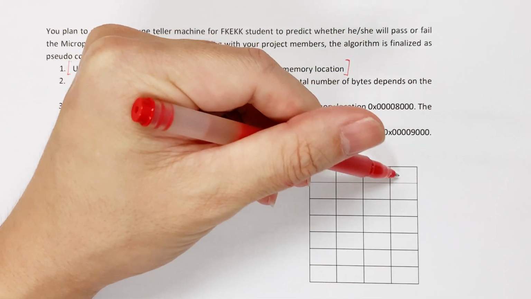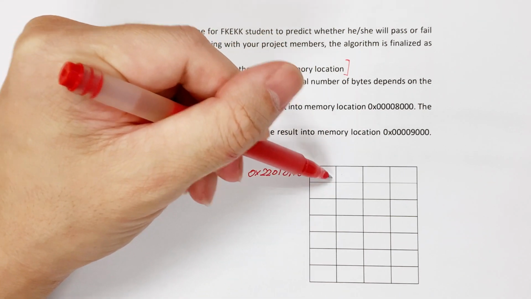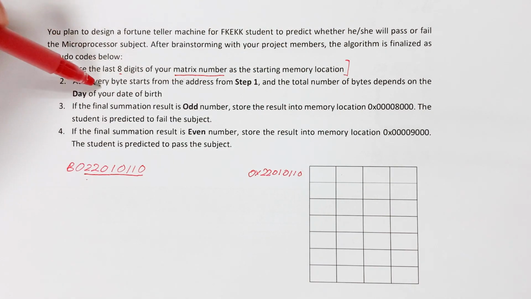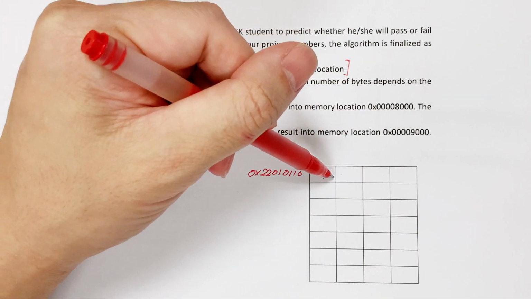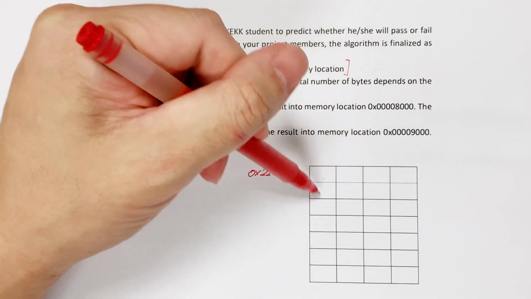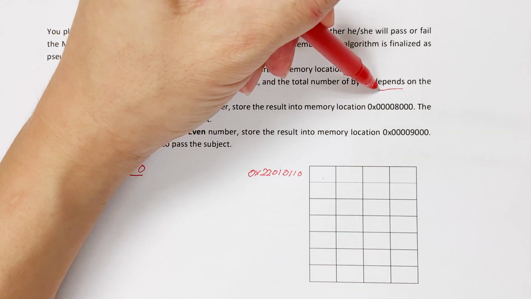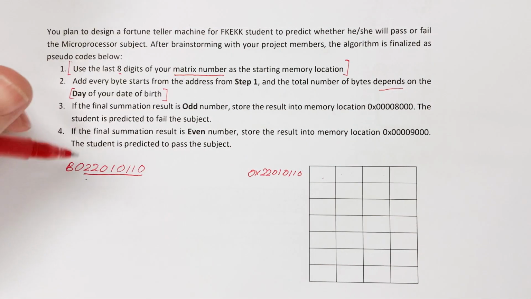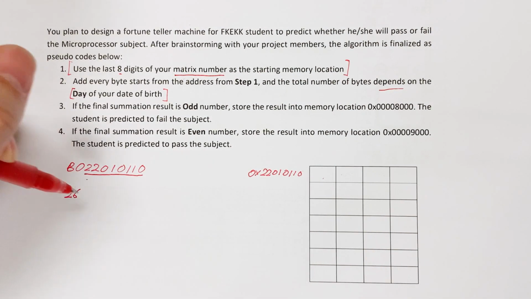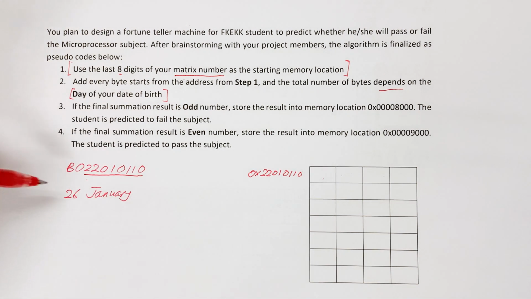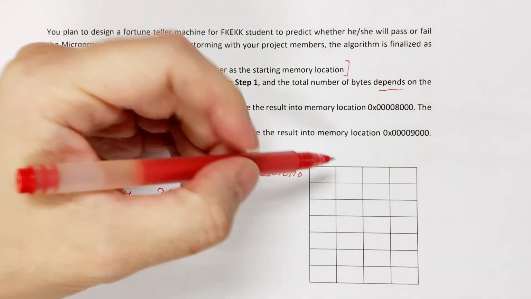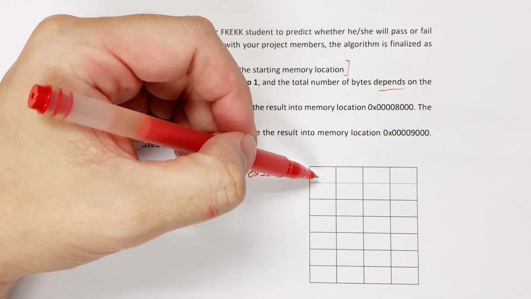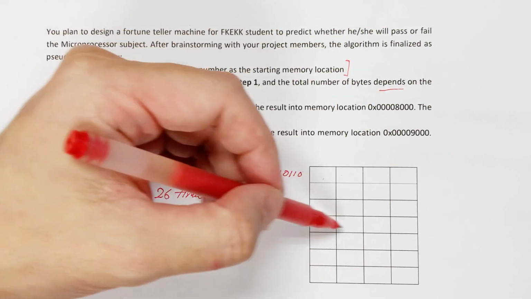Every single location in the memory is a byte value where you need to do a summation for every single byte starting from here, and the total number of bytes that you need to do depends on the day of your birth. Let's say my birthday is the 26th of January, so the day of birth is 26. So I need to fetch 26 bytes from the memory and do a summation for all the values.